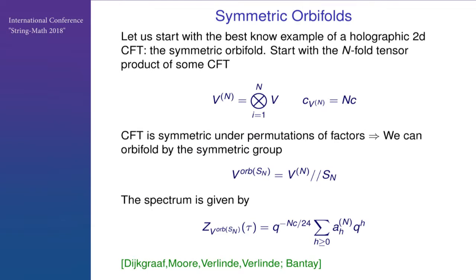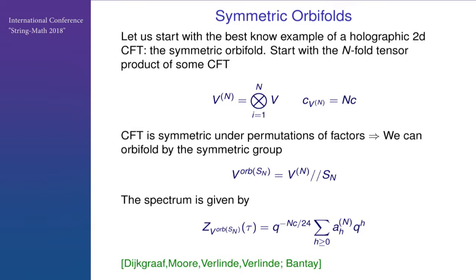Let's start out with the example which is probably most familiar, namely the symmetric orbifold. So what's the idea here? Let's start out with our favorite conformal field theory, which I'll call V. Often I will also call this conformal field theory the so-called seed theory. Then, in order to have some family where we can define some large n or large c limit, we can simply take the tensor product of n such theories.